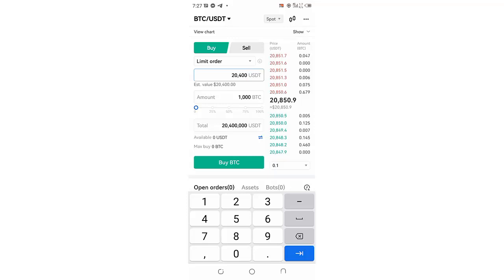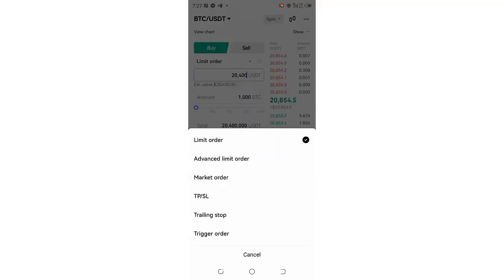Okay. So the advanced limit order is almost similar to this, but I want to focus on one important one here, which is trailing stop. The trailing stop works like, let's say that the BTC at this moment is 20,100, and you say, okay, fine and good, I want to buy the BTC at 20,150 or 20,200.